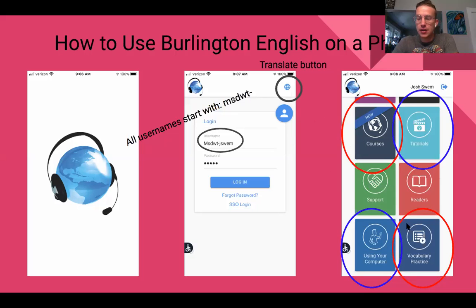The red circle parts are where you go to practice English. Courses has a lot, and vocabulary practice is for you to work on how to pronounce certain words and read them correctly. If you're wanting more help with how to use Burlington, you can go to the tutorials or use your computer.